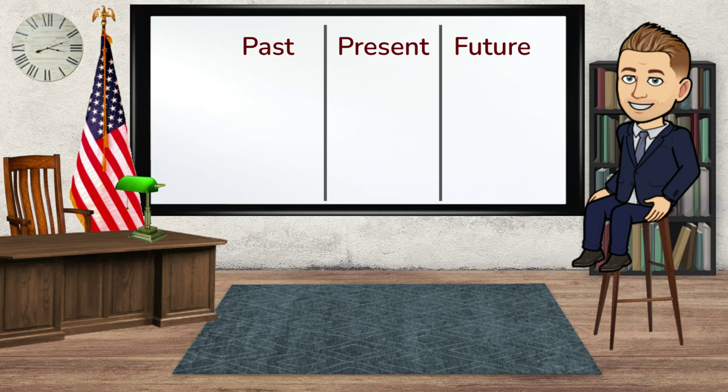So, again, this is becoming redundant. I know if you've watched Parts 1, 2, 3, and 4, you're saying, yes, Mr. Adair, I understand. Past, present, and future is something I've learned already in school. And we're going to talk about simple, continuous, and perfect.